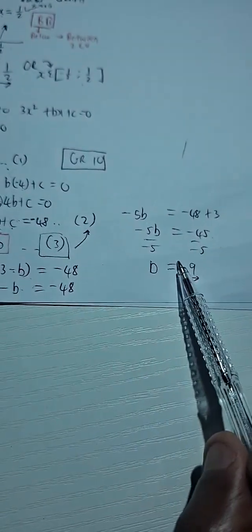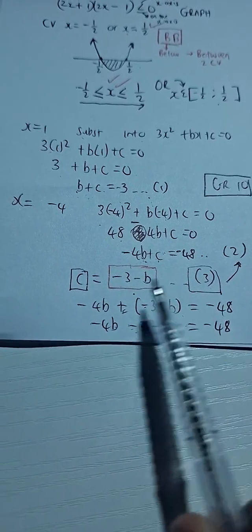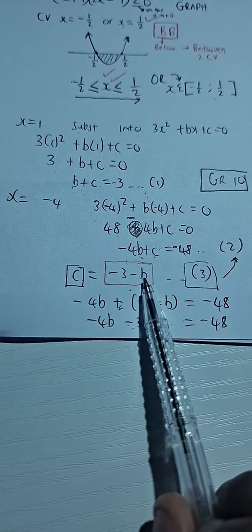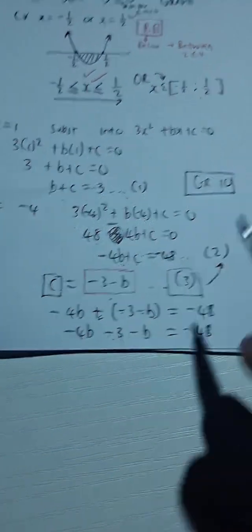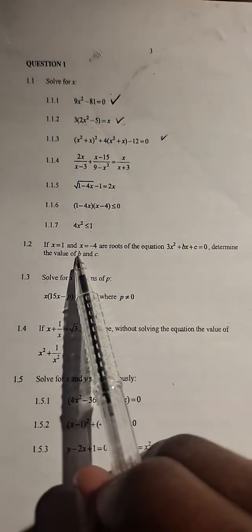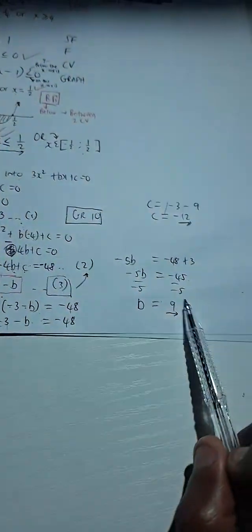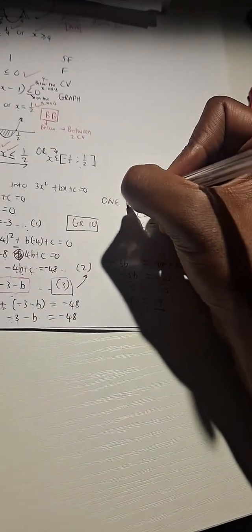Now we need C. So we are going to go back to where we made C the subject for equation 3 and substitute B, which is 9. -3 minus 9 is going to give us -12. So we're going to say C is equal to -3 minus 9. We get C, which is -12. What did they want from us? Us to determine the value of B and C. This is one way of doing this question, and I hope you understand.